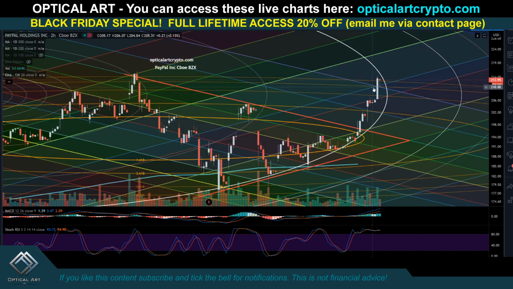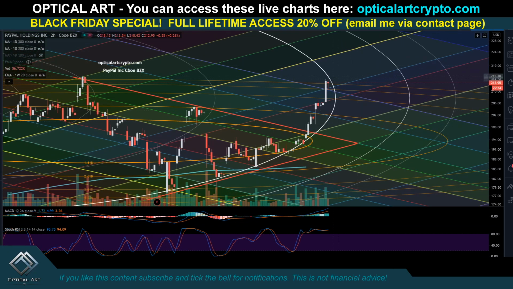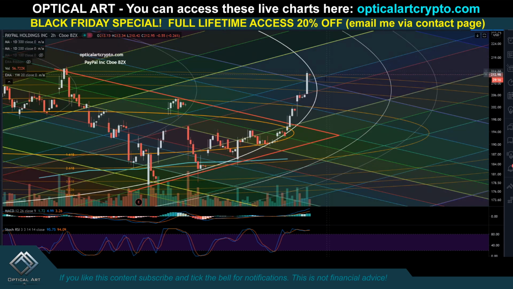So the same thing happened here. It could get rejected, come down. We crossed it, we came down. We crossed this white ring, we came down, found support here. So we could cross this white ring, potentially push up to this ring. So if PayPal crosses this and pushes up, your next resistance is $230, potentially, wherever you make contact.